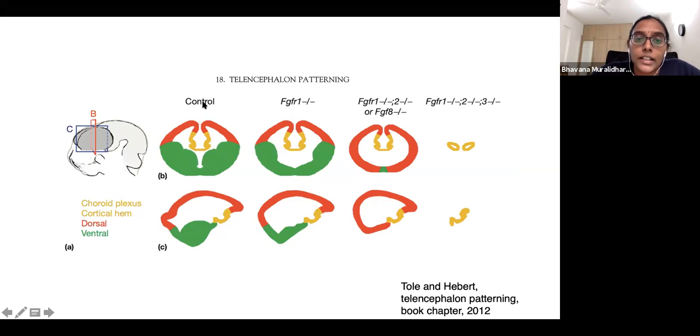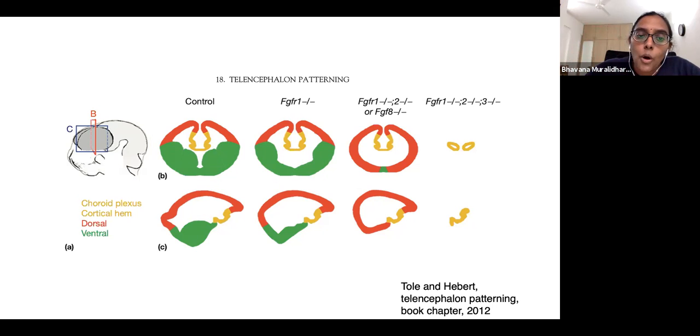So here in this control, what you're seeing is the top is the dorsal telencephalon, which makes the cortex, and towards the very medial end is the hippocampus being formed, and this entire region goes on to form the neocortex. And all this ventral region, shown here in green, forms all your ganglionic eminences, from where all your interneurons come. So the mammalian nervous system has two kinds of neurons, the excitatory and the inhibitory.